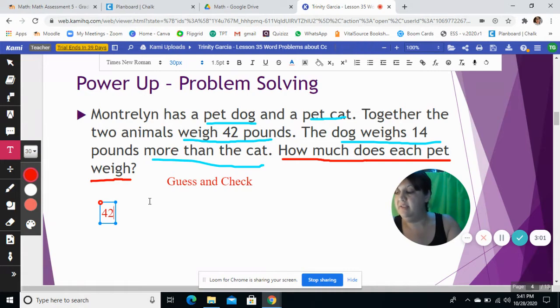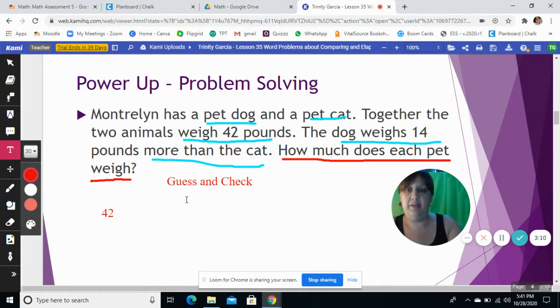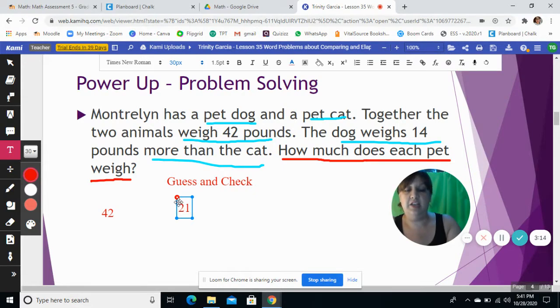If each pet weighed the same amount, what would their weights be? Well, to figure that out, we would have to divide 42 in half, right? And we would get 21. If both pets weighed the same, each one would be 21, and that would give us 42, right? Half of 42 is 21 pounds. How could we use the halfway amount of 21 pounds to help us guess the weight of each pet?